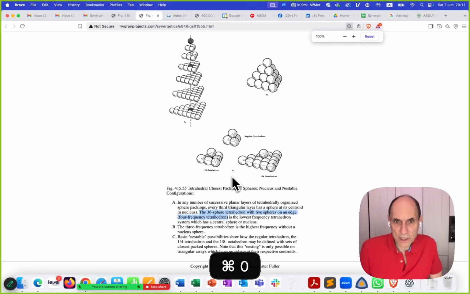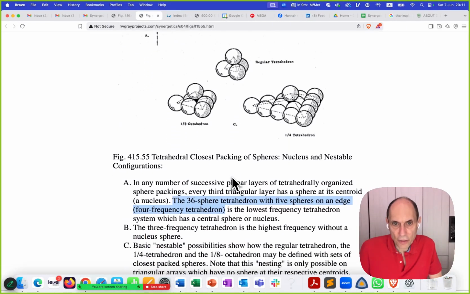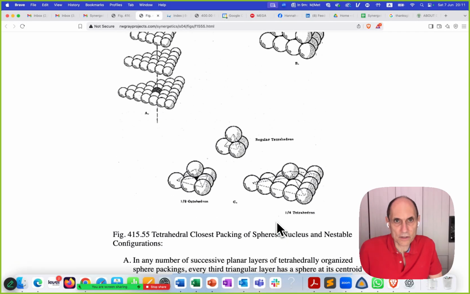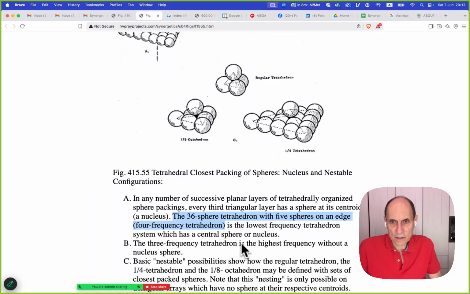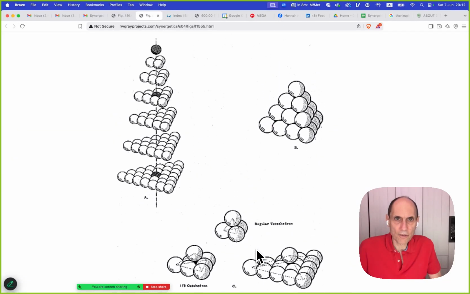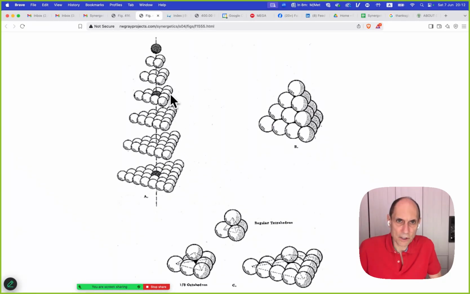All right, let's go on to B. The 3-frequency tetrahedron is the highest frequency without a nucleus sphere. Something that always confuses me with him is this 0 or 1 frequency? I would assume this is 0 frequency and this is 1 frequency. Well, if 5 is the first one with a nucleus, then he must mean this one with 4 balls. So 4 balls is 3 frequency.